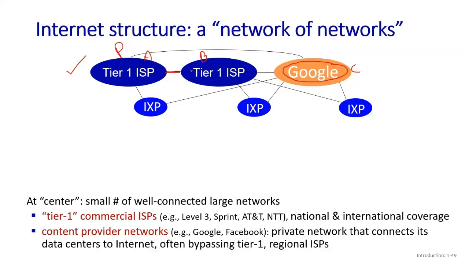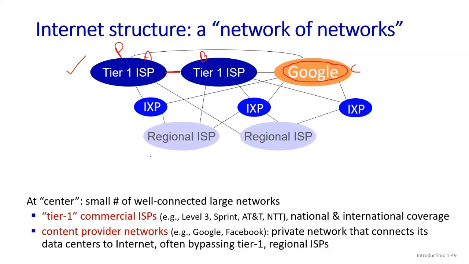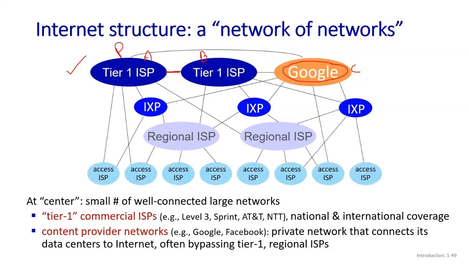Google is connected to these ISPs, and with the help of IXP, we are connecting Google with other global ISPs. Then we have regional ISPs. Regional ISPs are connected with each other. They can be connected to the IXPs, and they are connected to the global ISPs as well. At this level we have the access ISPs. An access ISP can be directly connected to the tier 1 ISP, or it can be connected to a regional ISP, which in turn is connected to an IXP, which connects them with the tier 1 ISPs.